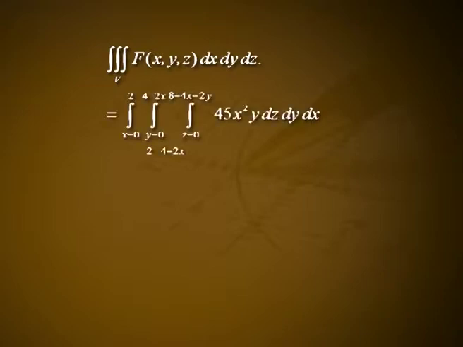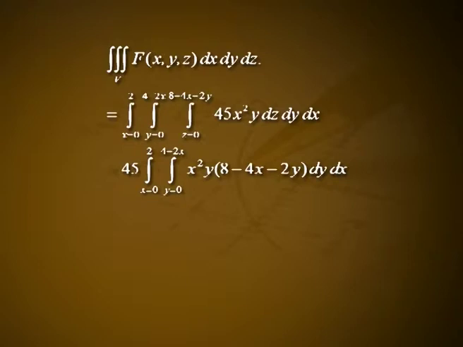Hence, the triple integral over V of f(x, y, z) dx dy dz is equal to the integral x equals 0 to 2, integral y equals 0 to 4 minus 2x, integral z equals 0 to 8 minus 4x minus 2y, of 45x squared y dz dy dx, which is equal to 45 times the integral x equals 0 to 2, integral y equals 0 to 4 minus 2x, of x squared y (8 minus 4x minus 2y) dy dx, which is equal to 45 times the integral x equals 0 to 2 of 1/3 x squared (4 minus 2x) whole cube dx, which is equal to 128.